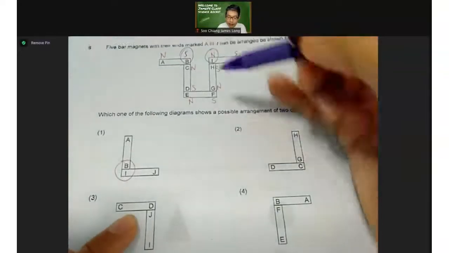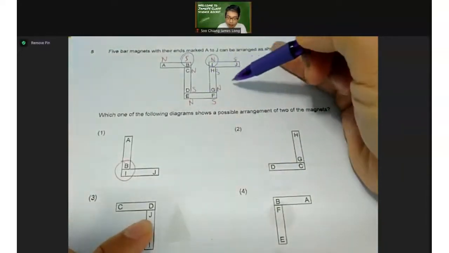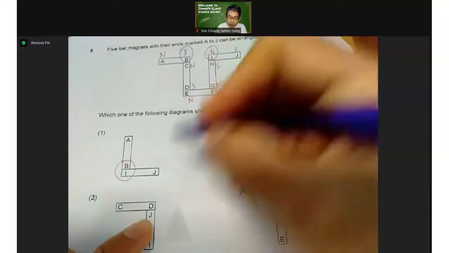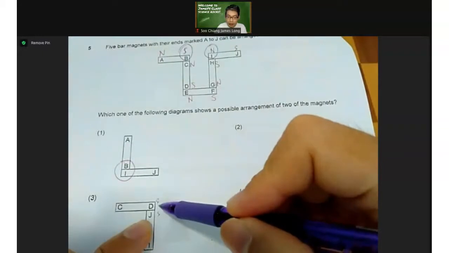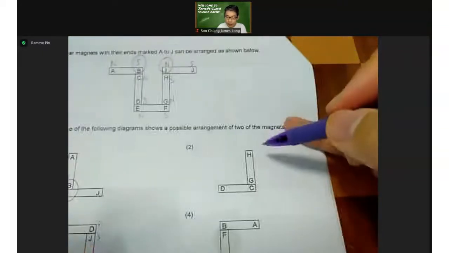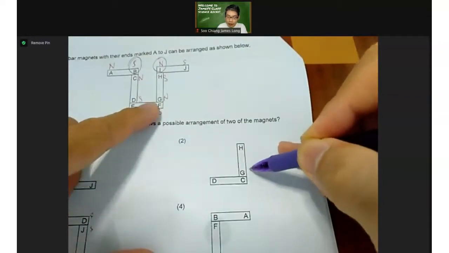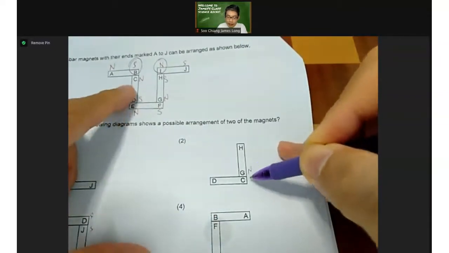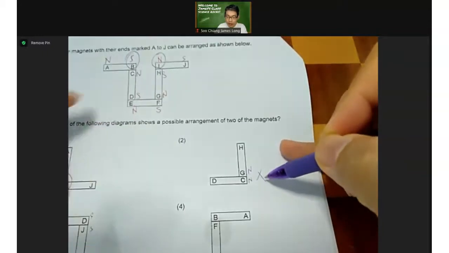D and J. D is a south-facing pole, J is a south-facing pole too. Like poles will repel. So this is not possible. G and C. G is a north-facing pole, C is a north-facing pole. Like poles repel. This is not possible.